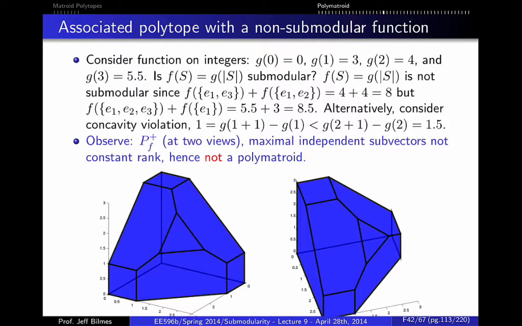We can still construct a polytope associated with this, but it's not a polymatroidal polytope. The reason is that maximal independent subvectors do not have the same component sum. If we look at this bit here, every vector in this little triangle has the same component sum, and those are maximal. But this point here is also maximal, and if we were to increase in this direction or this direction, we would have to decrease in that direction. That's not going to be on this 45-degree face here, which is the red thing that I'm filling in. So therefore, it's not a polymatroid.